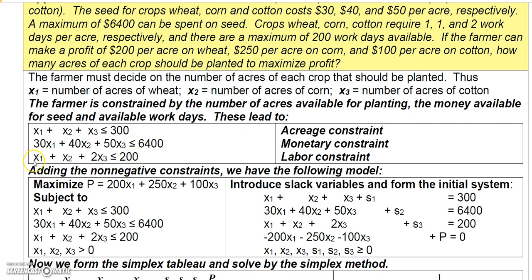And then also there's only 200 work days available. And so the number of work days for wheat would just be the number of acres, x1. The number of work days required for corn, same thing, the number of acres, which would be just x2. And the number of required work days for cotton would be twice the number of acres of cotton, so it'd be 2x3. So that would give you x1 plus x2 plus 2x3 is less than or equal to 200.